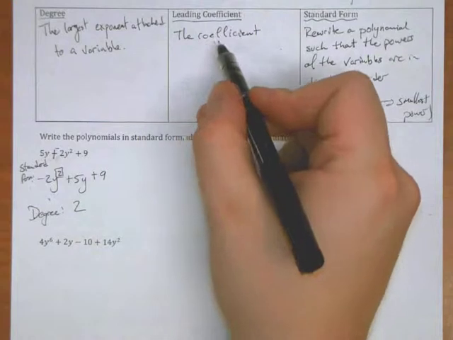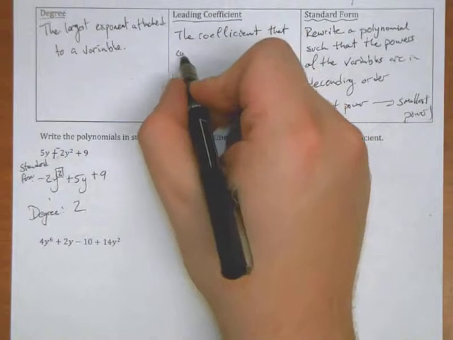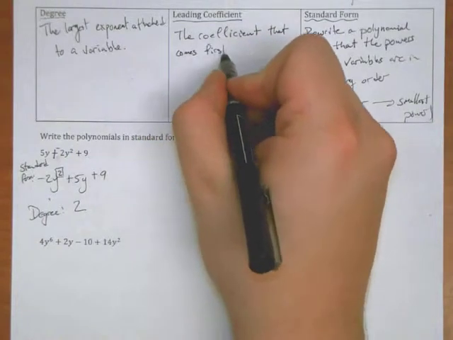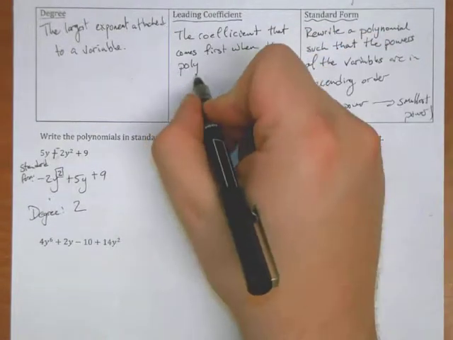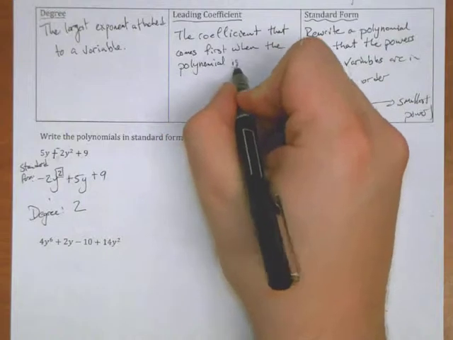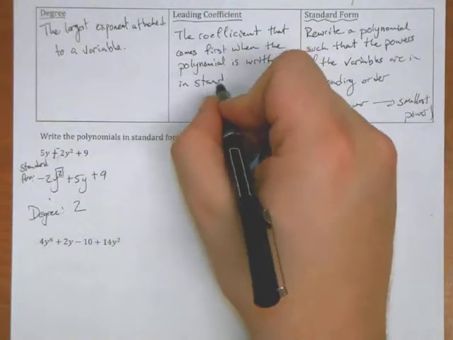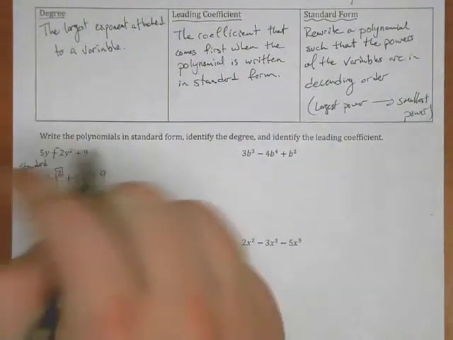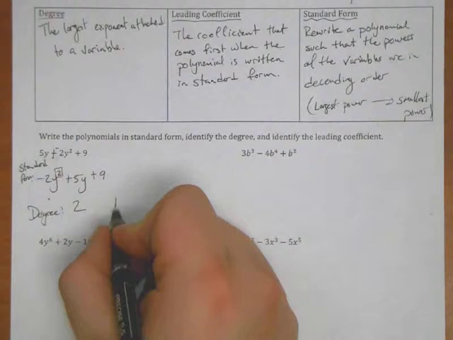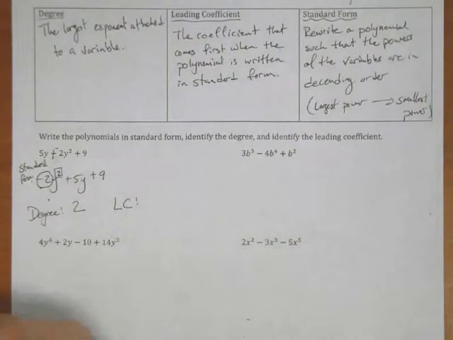Coefficients are numbers that are multiplied to a variable. The leading coefficient is the coefficient that comes first when the polynomial is written in standard form. It leads. The leading coefficient leads. So the leading coefficient, abbreviated LC, is the first coefficient that I see, which is this one. So the leading coefficient in our case here is -2.